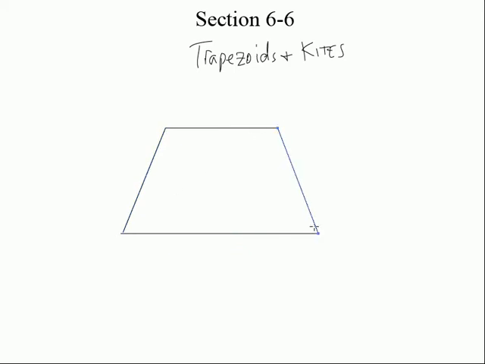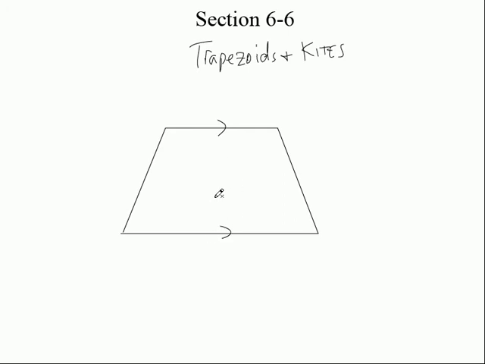If you remember, a parallelogram was a quadrilateral with both pairs of opposite sides being parallel to each other. A trapezoid is like half of that. It's a quadrilateral with not both pairs of opposite sides, but exactly one pair parallel. So one pair are parallel, and the other pair of opposite sides are not parallel. It doesn't say at least one pair, it says exactly one pair of parallel sides.